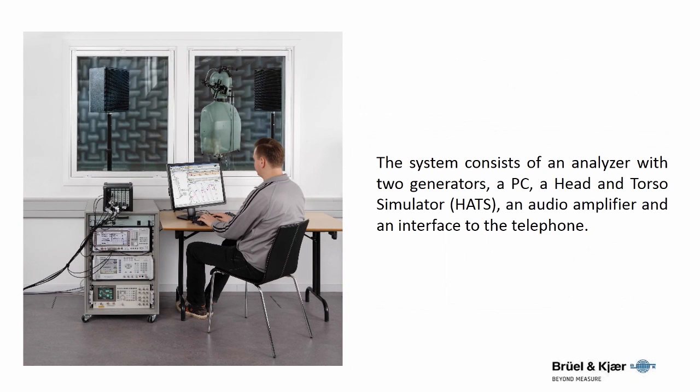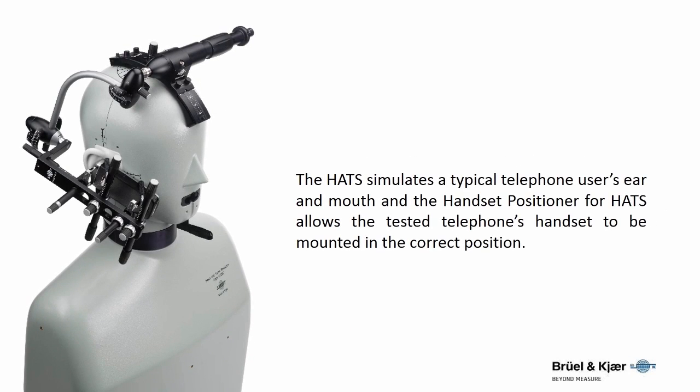The system consists of an analyzer with two generators, a PC, a head and torso simulator called HATS, an audio amplifier, and an interface to the telephone. The HATS simulates a typical telephone user's ear and mouth, and the handset positioner for HATS allows the tested telephone's handset to be mounted in the correct position.